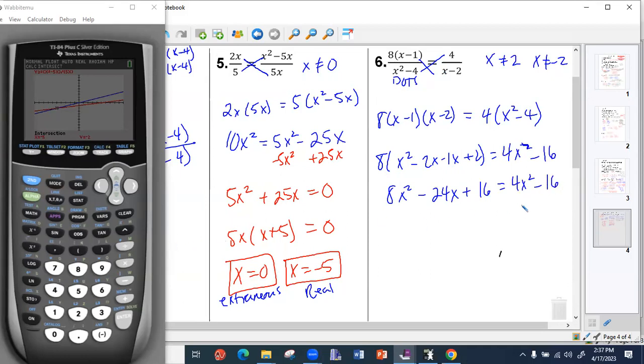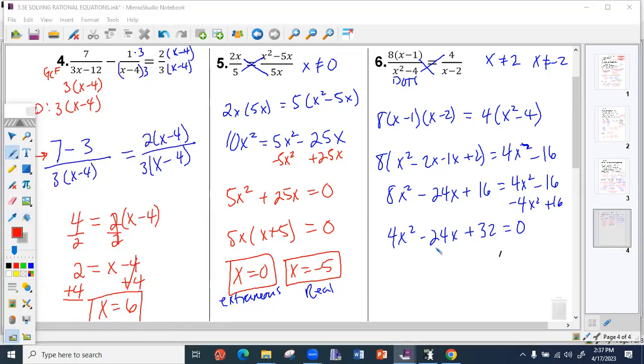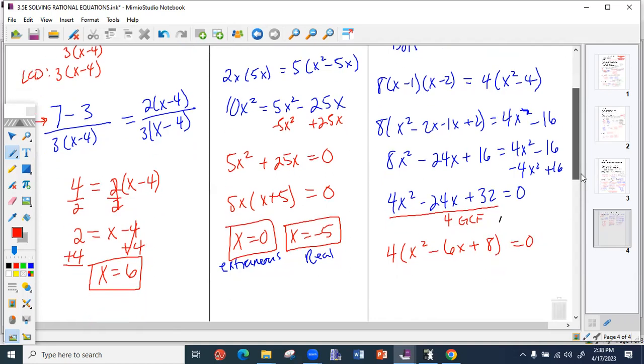Now I'm going to combine like terms. I'm going to subtract 4x squared and add 16. When I do that, I'm left with 4x squared minus 24x plus 32 equals 0. Before I do anything, I can find a GCF of 4. So I can divide everything by 4 because that's my greatest common factor. That's going to give me x squared minus 6x plus 8 equals 0.